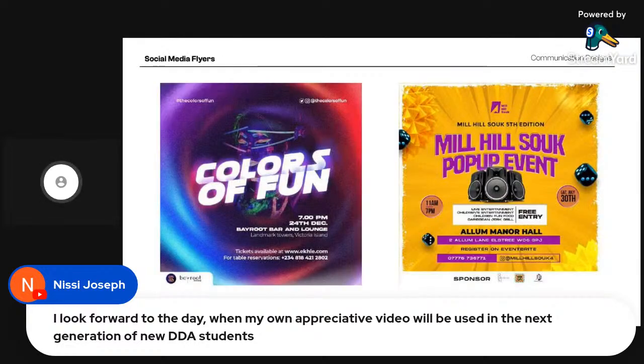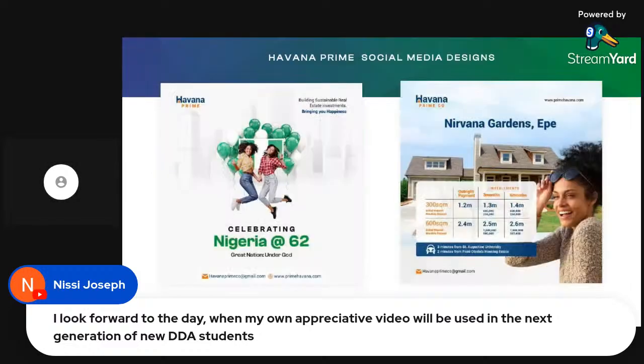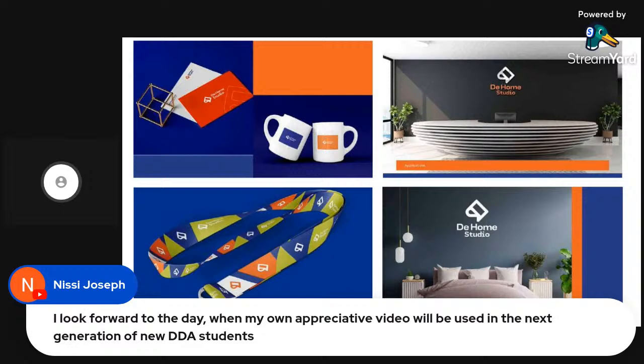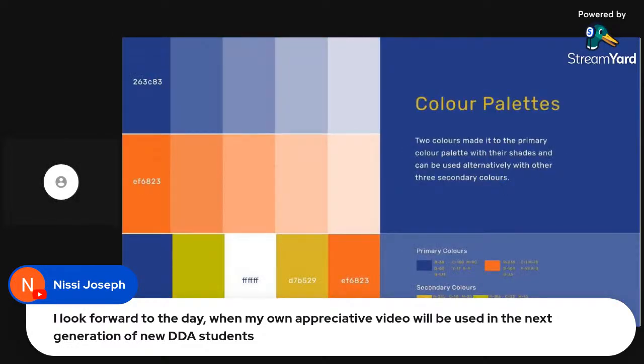Now, this is the overview of my portfolio. I'm sure it's attractive to you. I'm sure it's interesting to you. I'm sure that you can know beyond any shadow of doubt that this is a professional work, right?